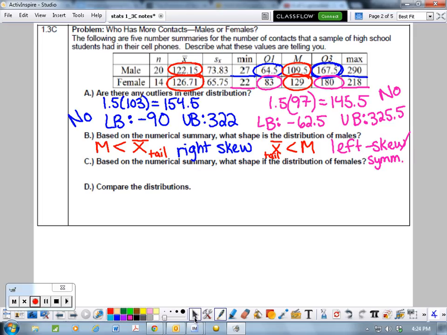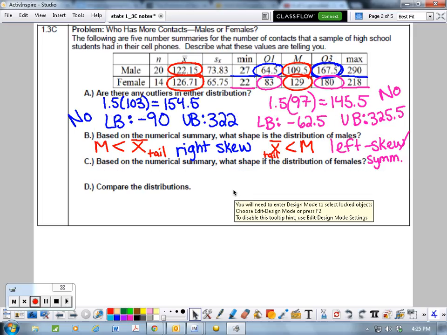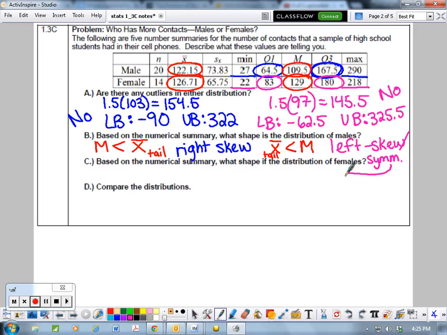It looks like I wrote that in the wrong spot, so I'm just going to grab this right here. Oops. Maybe not. Yeah, just leave that the way it is. I'll just draw an arrow.